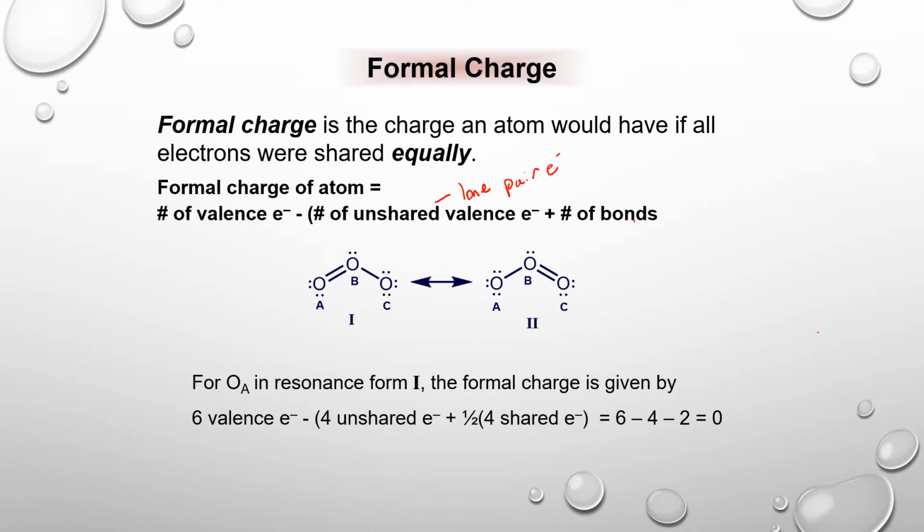We're going to look at the example for the ozone molecule, and we're going to look at structure number 1, and we're going to focus on the oxygen that is labeled A. In this structure, the formal charge for oxygen would be equal to, again, the number of valence electrons, which would be 6, minus the number of lone pair electrons. So if you notice, I have 2 sets of lone pair electrons, so I have 4 unshared electrons. And then because I have 2 bonds, they would be sharing 4 electrons. 1/2 of 4 is 2, or again, just 2 bonds being present. So 6 minus 4 minus 2 equals 0.